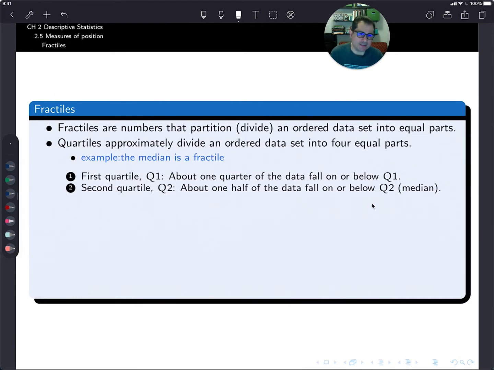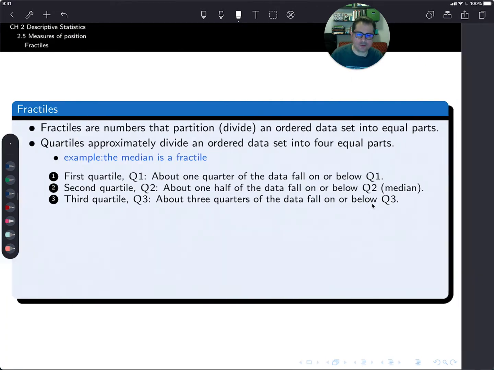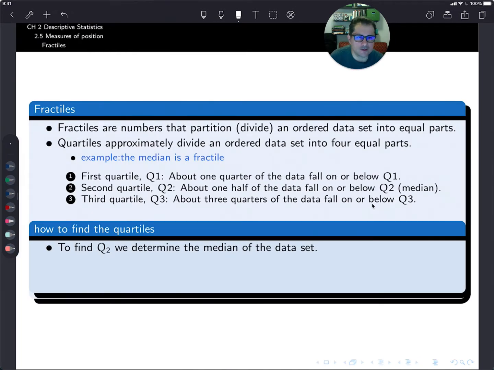Q2 would be the median because 2/4, or half, of the data is to the left. Q3 would be the third quartile, and Q4 would just be the maximum, so we don't ever talk about Q4. So how do we find quartiles? Well, if you have a large data set, the software is going to do it for you. We're not going to ask you to do it by hand.